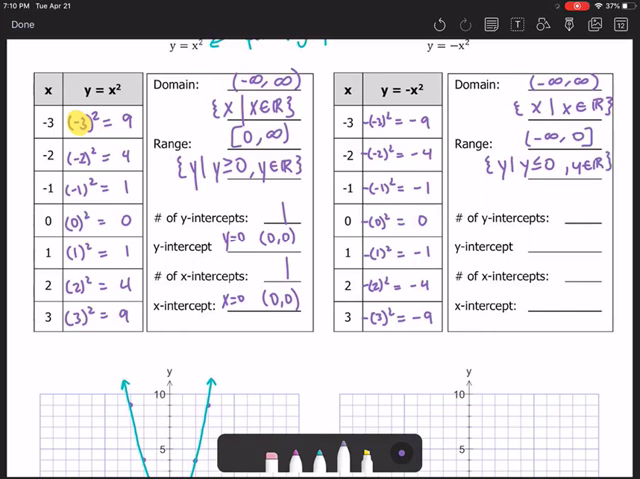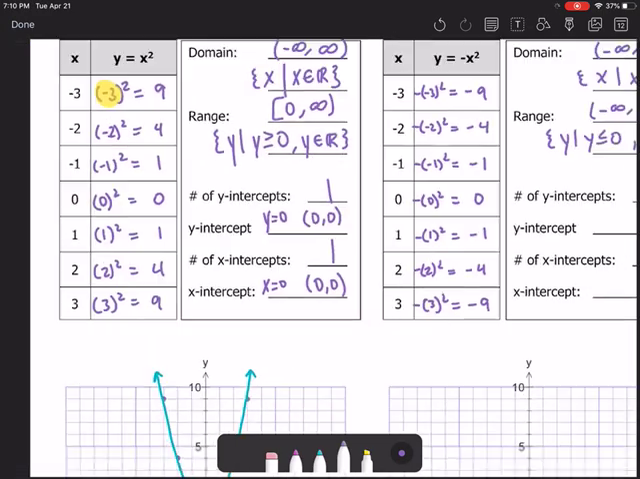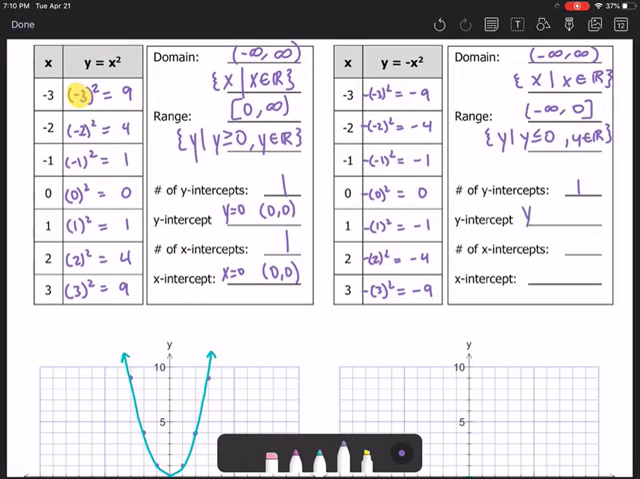Here we have one y-intercept. And that is the same y-intercept as we had before, where y is equal to 0. Or we could identify it as the point 0, 0. We have the same number of x-intercepts in this case, which is 1. And it's the same x-intercept as before. It's our origin, 0, 0.